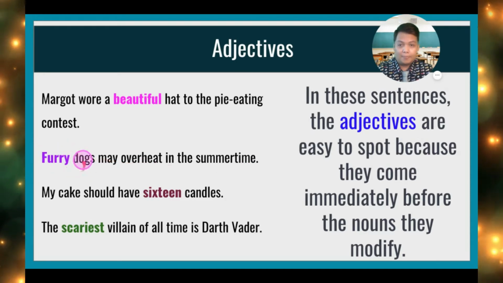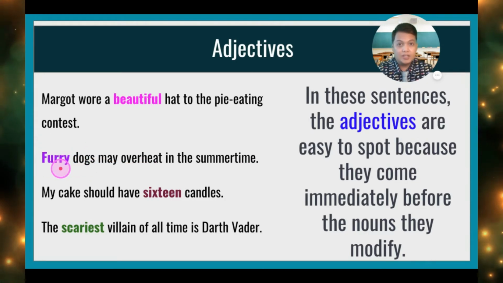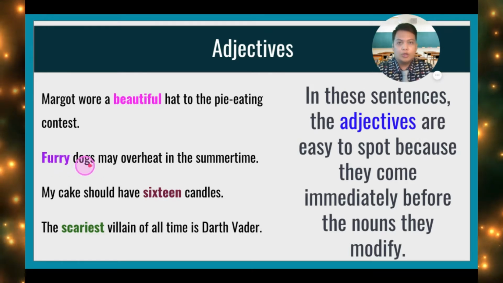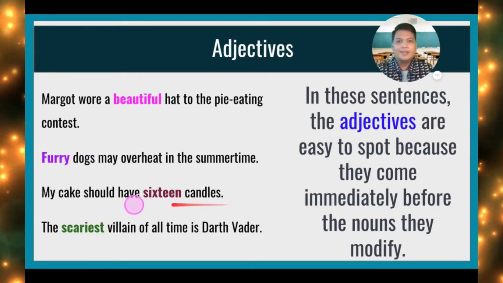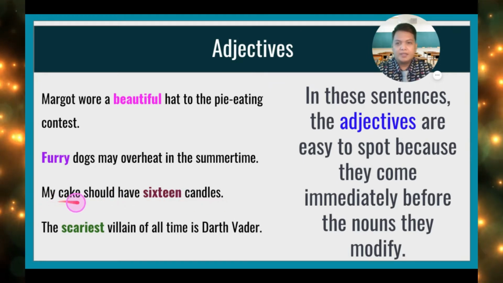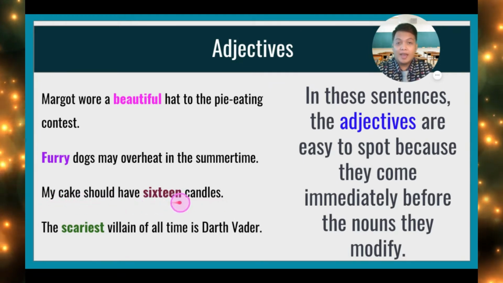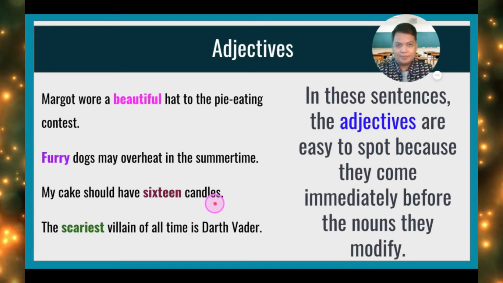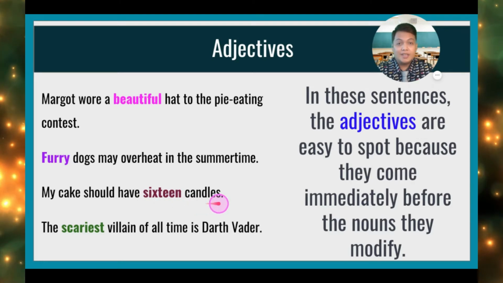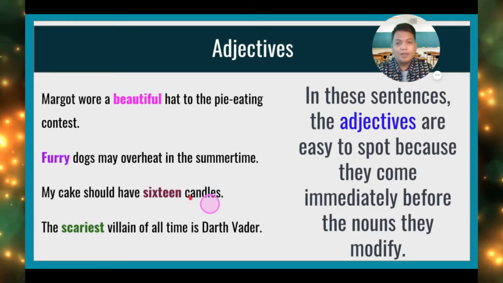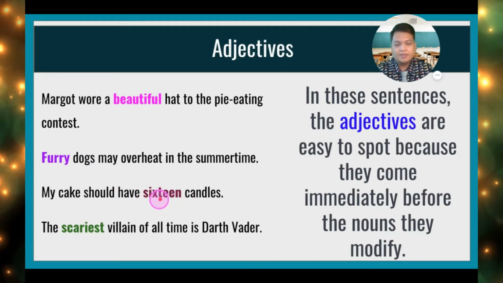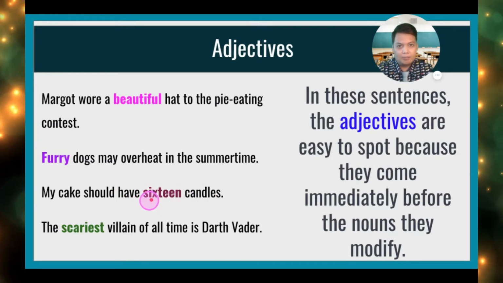Now, furry here is our adjective that describes the noun, very good dogs. Now, let's go to our next sentence. Please read with me, guys. My cake should have 16 candles. Again, my cake should have 16 candles. Now, the noun here is candles, and the adjective is the number 16.